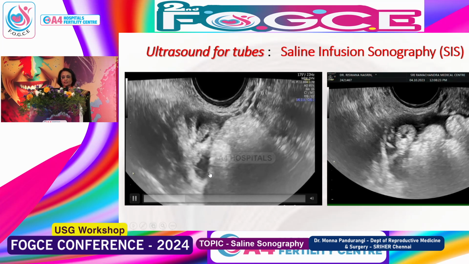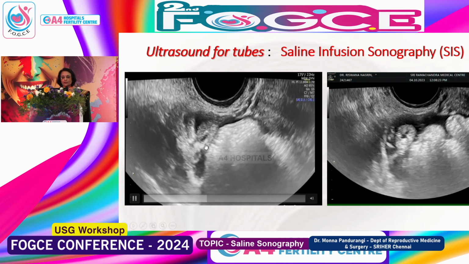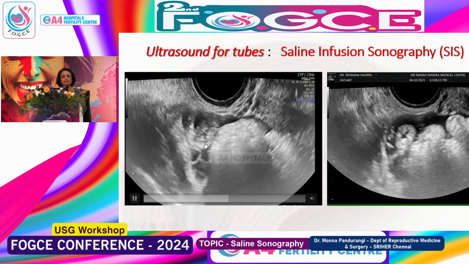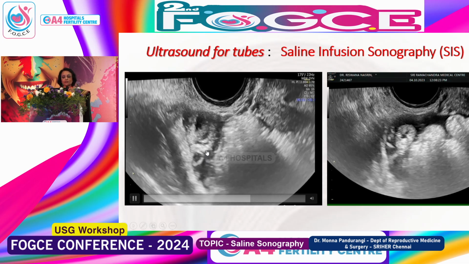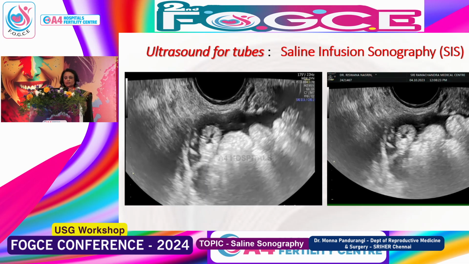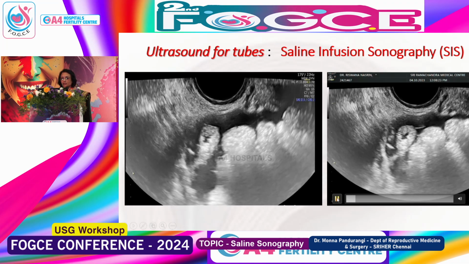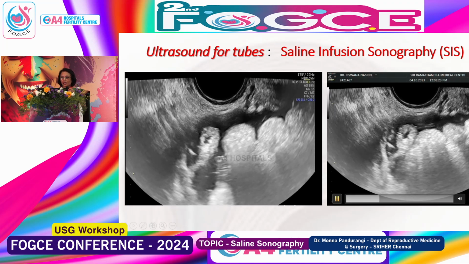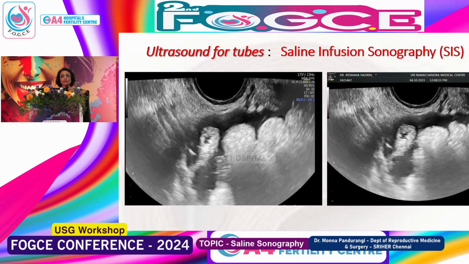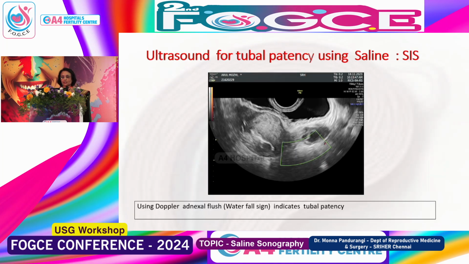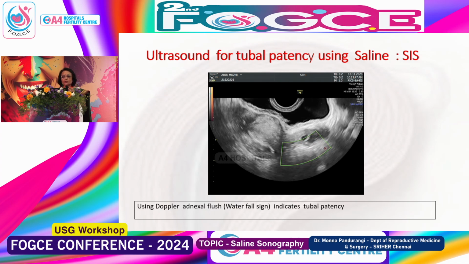When you do an SIS, you can see this tube floating and you can see the fluid coming out. But this is not routinely seen. We very rarely, only one patient we saw like this, beautifully coming. So usually what we do is, when we do an SIS and we see fluid in the POD, we know that at least one tube is patent. Or you do a Doppler in the adnexa when you are pushing, and you will see this flush sign and you know that the tube is patent. Sometimes it is difficult to get, particularly if there are large vessels close to that.